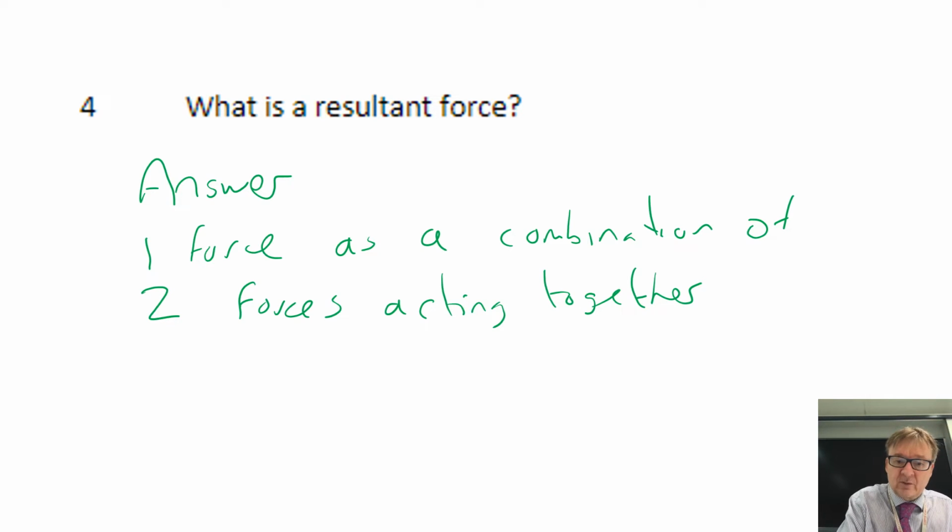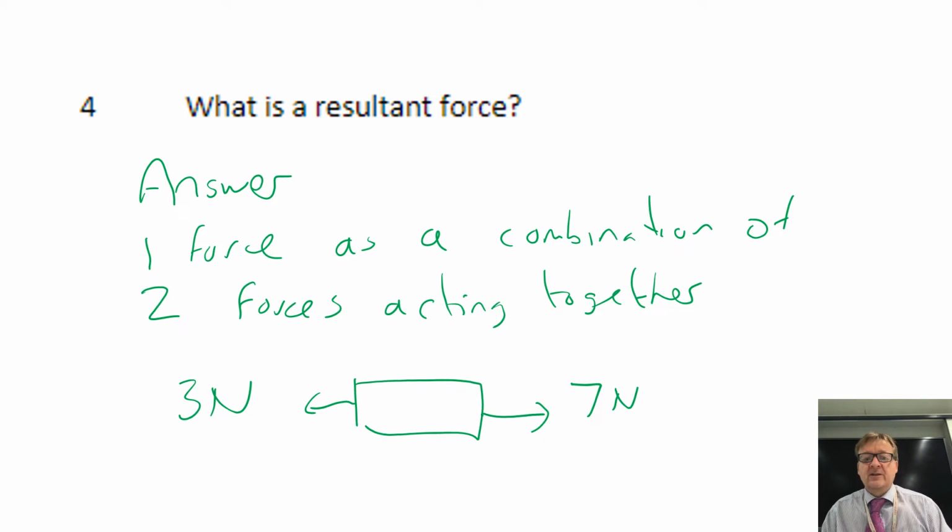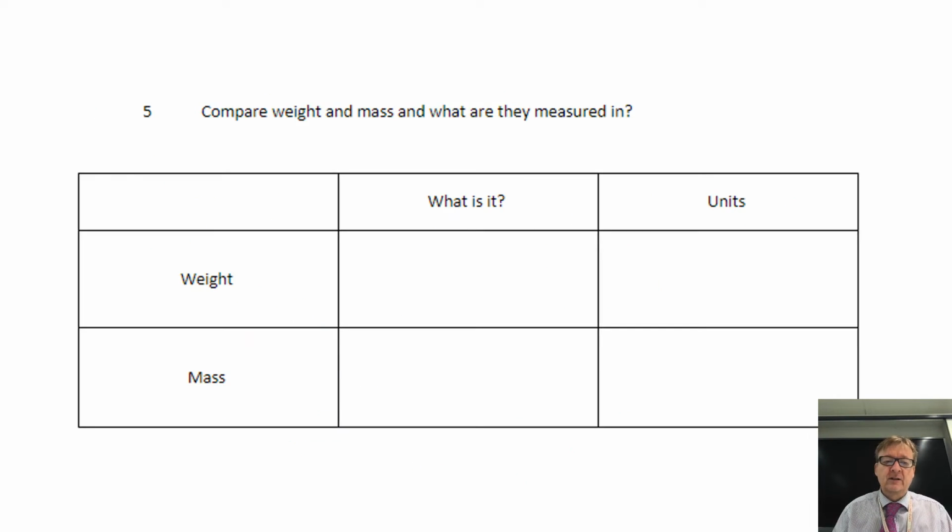All right, so what you could have is a box like that, and it's got a force going in that way of 7 newtons. It's got a force going in that way of 3 newtons, right? And so the resultant force, the result of the actual question, is 7 newtons that way, 3 newtons that way. What is the actual answer? It would then be 4 newtons to the right. That is your resultant force.